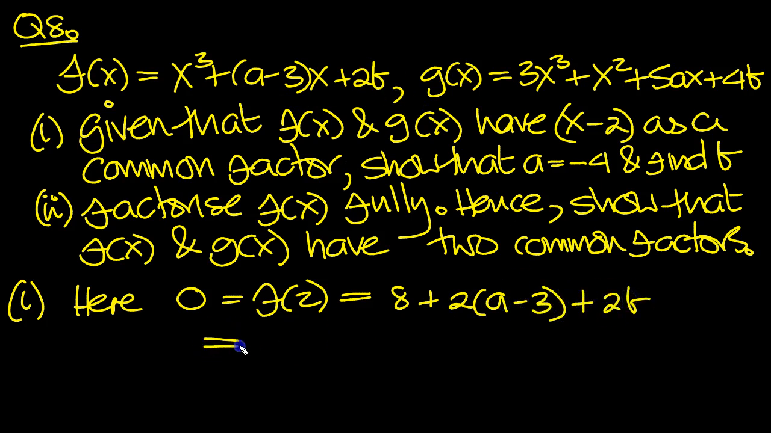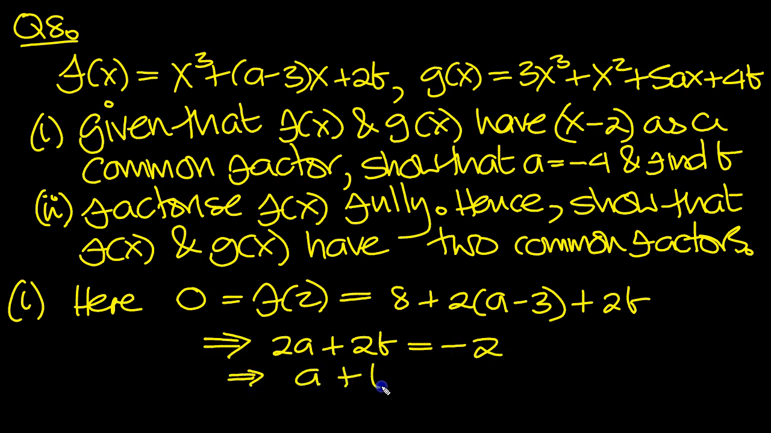So what does that tell us? It tells us that 2a plus 2b, and then we've got 8 minus 6 is 2. I'm going to move that over to be minus 2. So that tells us then divide by 2 all the way through. A plus b equals minus 1, and label this as equation 1.